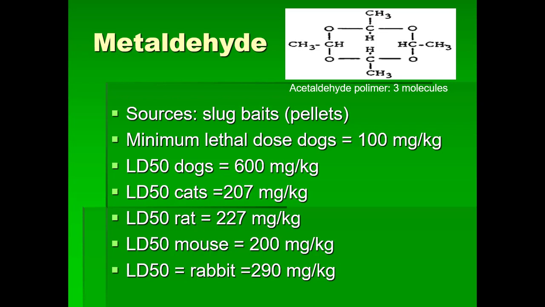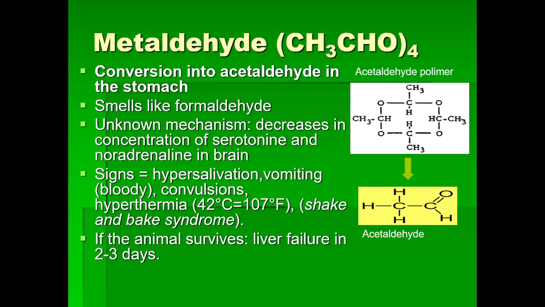There is not much difference in the LD50 between species. We have the dog, cat, rat, mouse, rabbit here, very similar in most of them. And the way it works is by liberating acetaldehyde by gastric hydrolysis in the stomach. It smells actually like formaldehyde, and it seems like it decreases the concentrations of 2 neurotransmitters, serotonin and norepinephrine, in the brain. As a result of that, we see signs of hypersalivation, vomiting, convulsions.